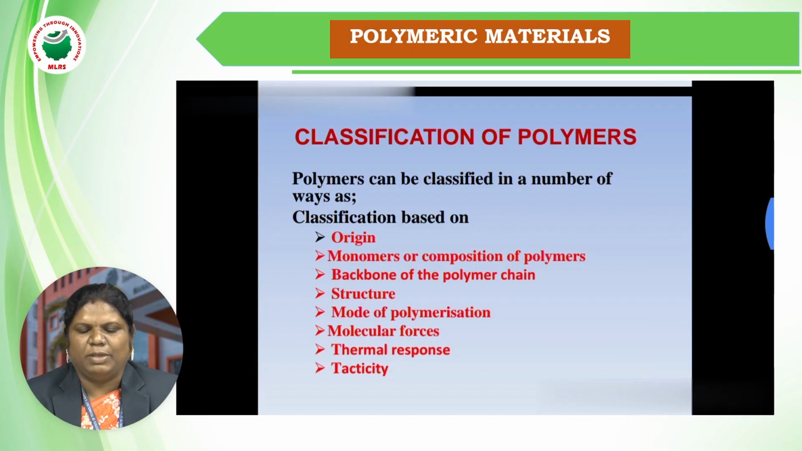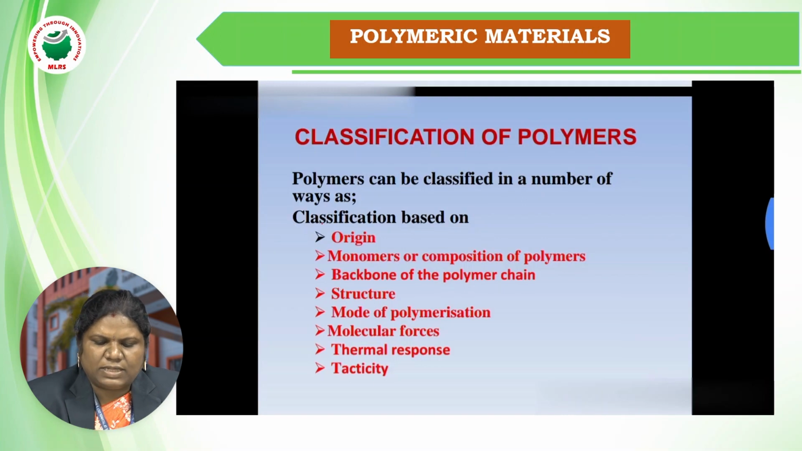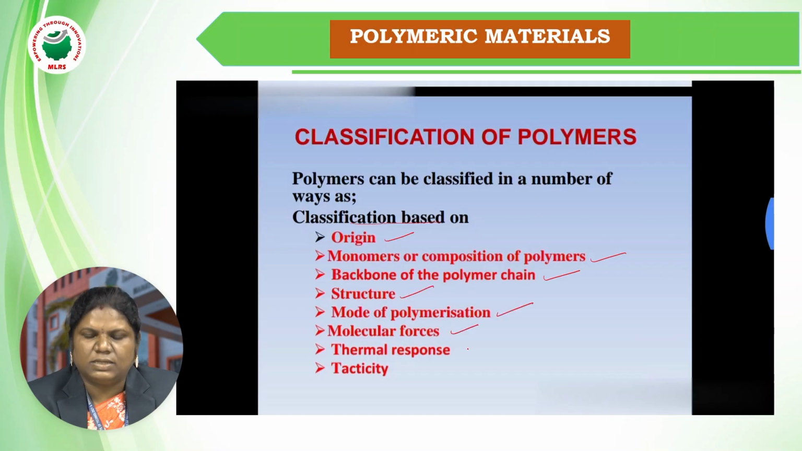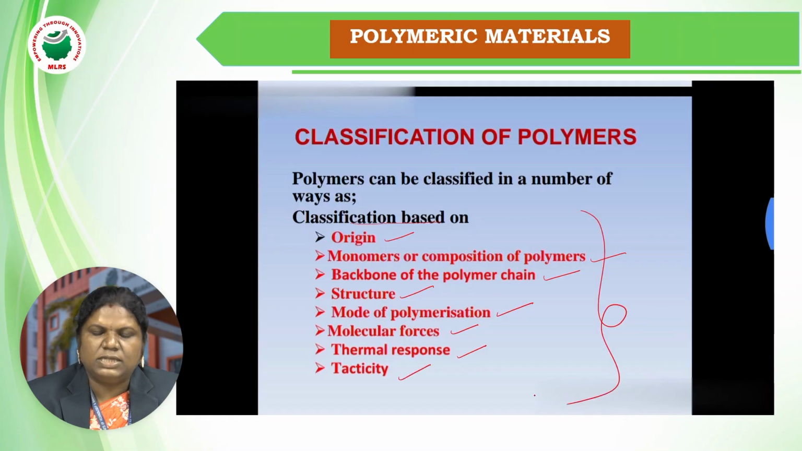Next, coming to the classification of polymers. Polymers are classified in a number of ways. Classification based on origin, based on monomers or composition of polymers, backbone of the polymer chain, structure, mode of polymerization, molecular forces, thermal responses and tacticity. Based on these, the polymers are classified. We will see the classification one by one.